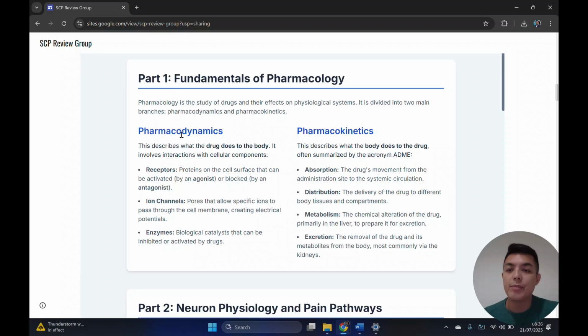So if they ask about pharmacodynamics, it describes what the drug does to the body, and it involves interactions with cellular components. I think that's worth 1 point. And you must be able to discuss the receptors. Those are proteins on the cell surface that can be activated by an agonist, so define what an agonist is, or blocked by an antagonist.